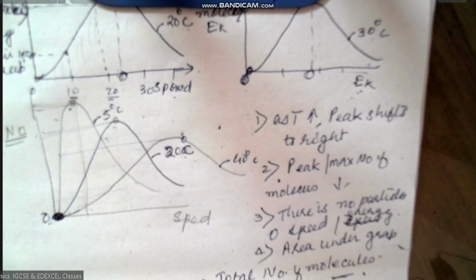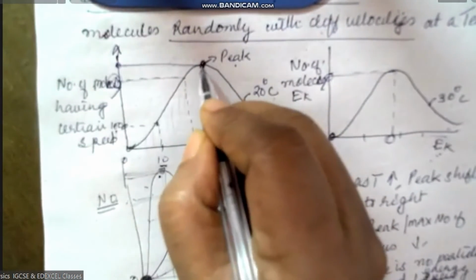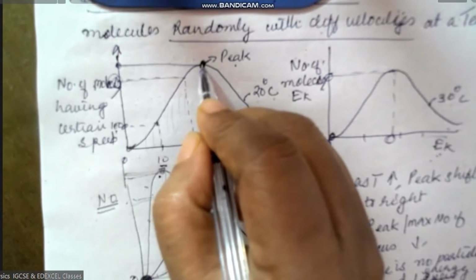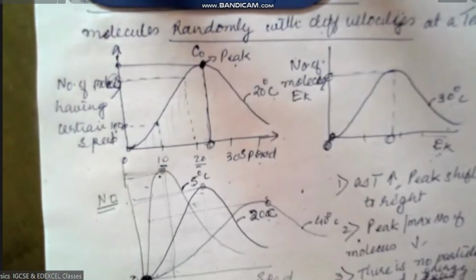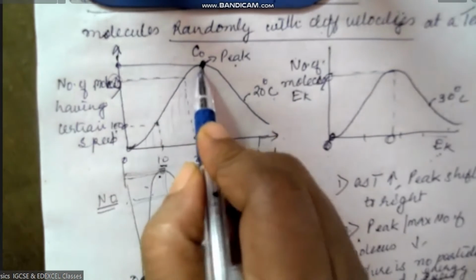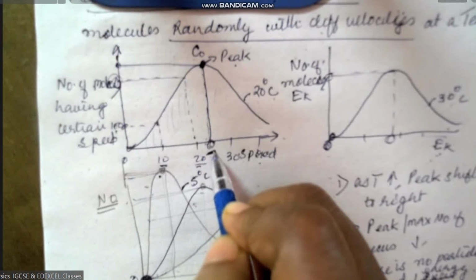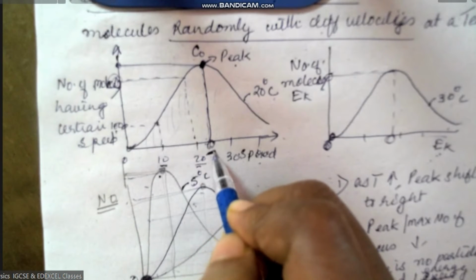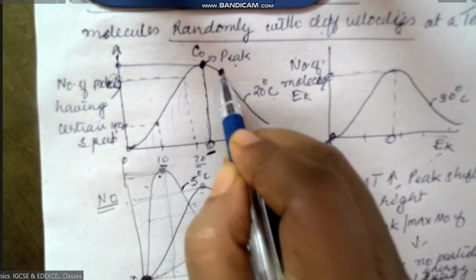In this graph, which is the most probable speed? The most probable speed is this much. This value is the most probable speed, C naught, according to your question. This speed is the most probable speed.